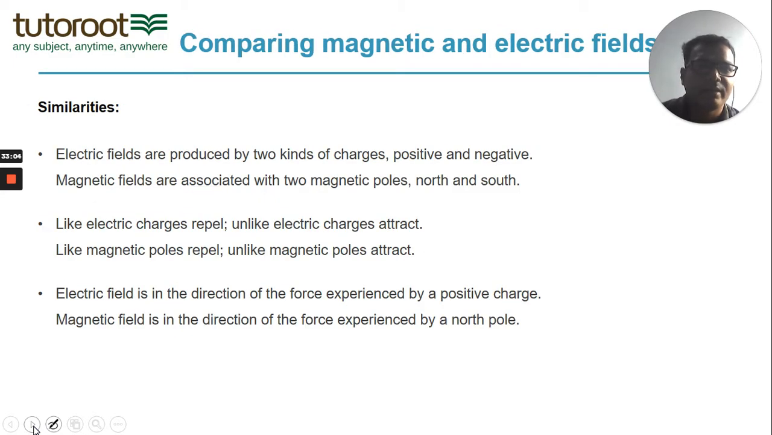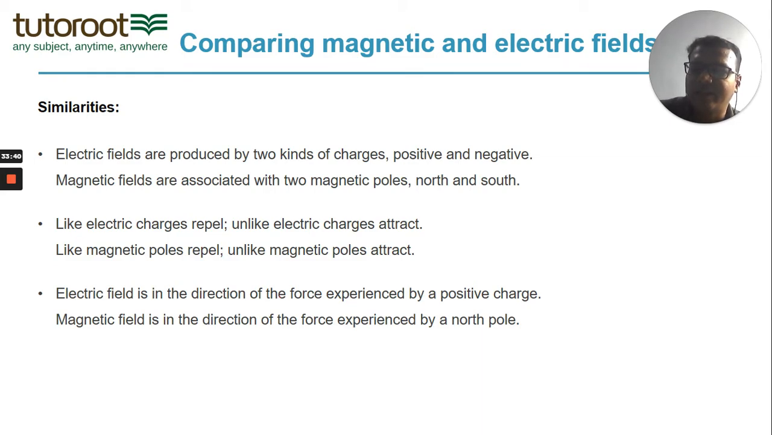So if I compare magnetic and electric fields, let's take some very basic differences. Electric fields are produced by two kinds of charges, positive and negative. Similarly, magnetic fields are also associated with two kinds of poles, north and south. Like electric charges repel, plus and plus repel each other, and like magnetic poles also repel each other. You saw that south pole and south pole repel each other, but the south pole of one magnet and the north pole of another magnet attract each other. Similar to the case of electric charges, where unlike attract and like repel.